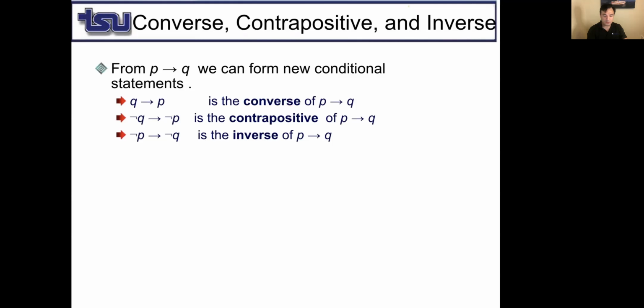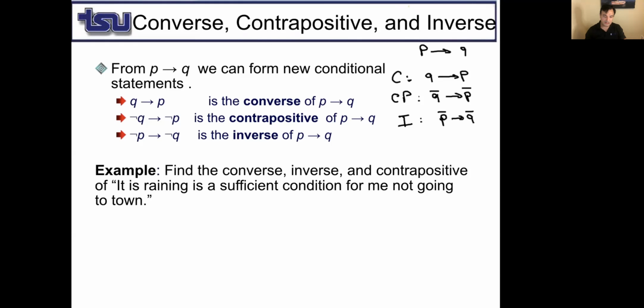Converse, contrapositive, and inverse. Assume that you have P and Q, and P implies Q. So the converse of P implies Q is Q implies P. The contrapositive of P implies Q is not Q implies not P. I will show this with examples. And the inverse of P implies Q is not P implies not Q. Always keep this in mind, okay? So for the converse, you have P implies Q. The converse is going to be Q implies P. The contrapositive will be not Q implies not P. Okay. And then the inverse will be not P implies not Q. Always remember this.